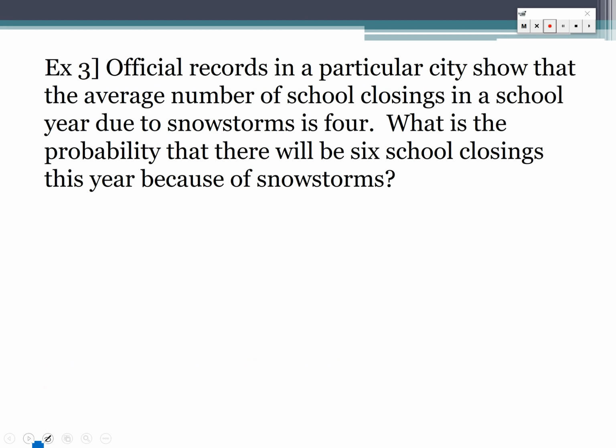So let's apply this distribution. Official records in a particular city show that the average number of school closings in a school year due to snowstorms is 4. What is the probability that there will be 6 school closings this year because of snowstorms? So we're looking at it for a particular time frame.